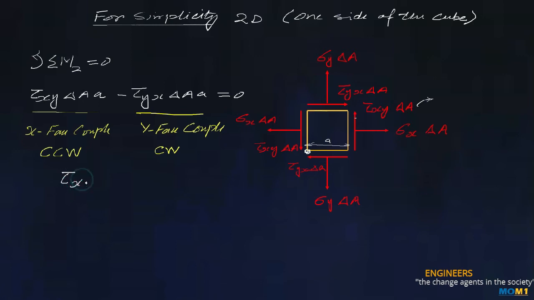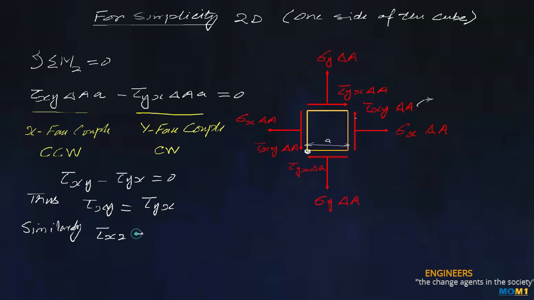After cancelling the terms del A and small a, we are left with tau xy minus tau yx is equal to 0. Thus we have tau xy equal to tau yx. Similarly, for the other sides, tau xz is equal to tau zx, and tau yz equals tau zy.